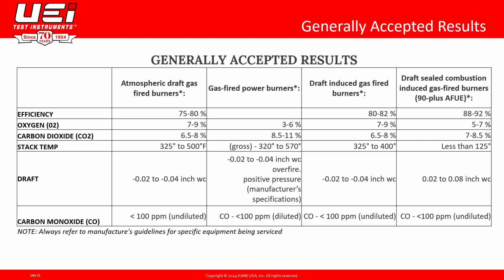When we take a look at the generally accepted results, and for most of the things that we are testing, we're going to be looking at those 2 far right columns. When we start looking at that, we're going to notice that where the oxygen set points should be are going to vary a little bit. Our CO2 levels are going to be fairly consistent, but one of the biggest things that we'll notice is that there is a difference in the temperature in that flue.